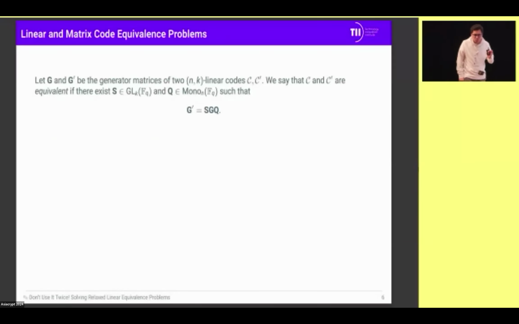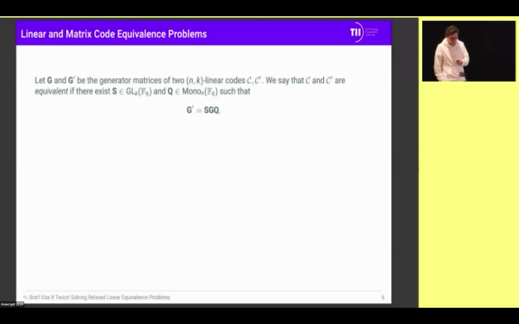So let's start just with the definition of the hard problem in codes, linear code equivalence. You have two generator matrices, G and G prime. We are going to say that they are equivalent if you have two invertible matrices, S and Q. In particular, the second matrix Q should be a monomial. You can think of it as a product of a diagonal matrix times a permutation matrix. And then the hard problem is to find this S and Q such that G prime is equal to S times G times Q.